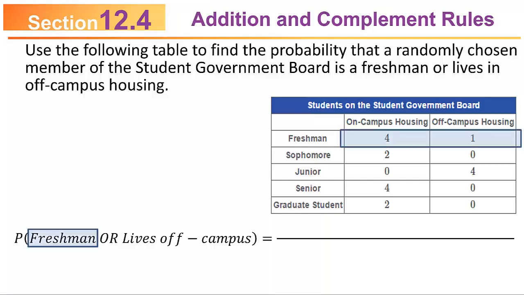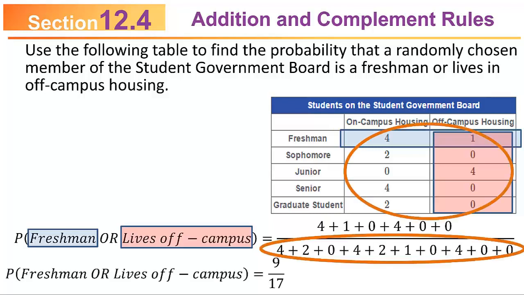There are 5 freshmen and there are 5 students who live off campus. So we want to know the probability of being a freshman or living off campus. You can't just say 5 plus 5 because there's one person who overlaps. There's one person who is a freshman but also lives off campus. So when you count the number of freshmen or students living off campus, you have to say 4 plus 1 plus 4. That's only 9. And then when you count everybody, you get 4 plus 1 plus 2 plus 0 plus 4 plus 2 plus 1 plus 0 plus 4 plus 0, 0, you get 17.